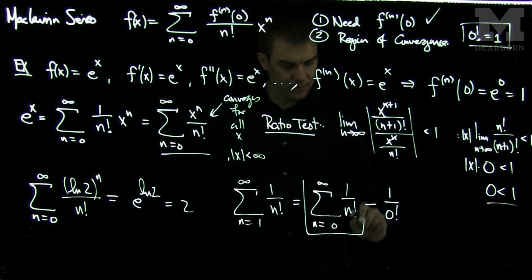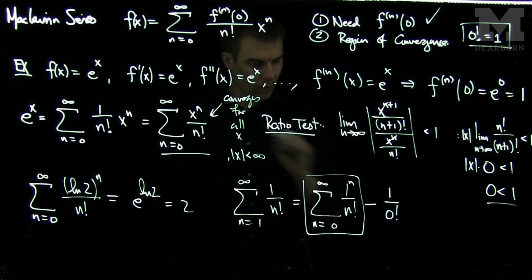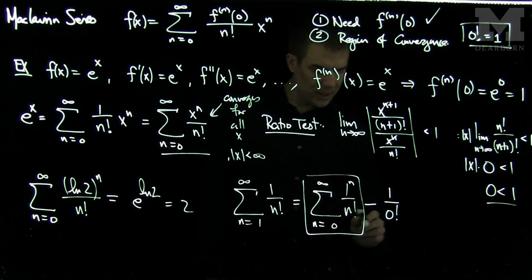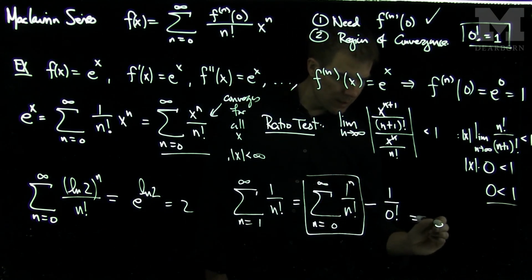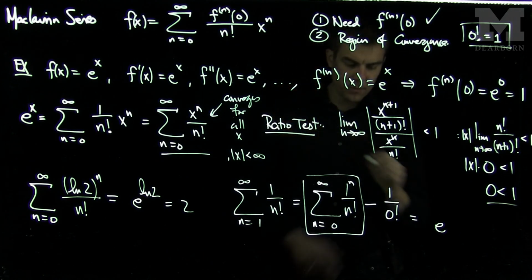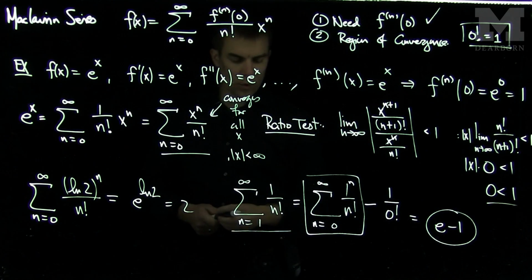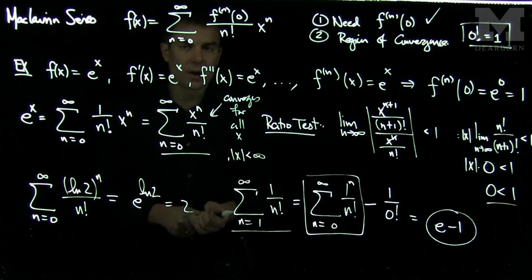Now this over here, I can put an n on the 1, because 1 to the n is just equal to 1. And so this series in the box converges to e to the 1 power. And then I have a minus 1. So e minus 1 is the sum of the series 1 over n factorial, where you start at 1.